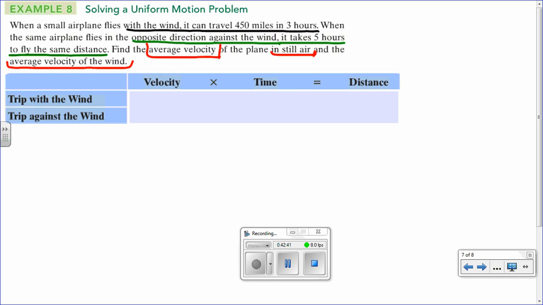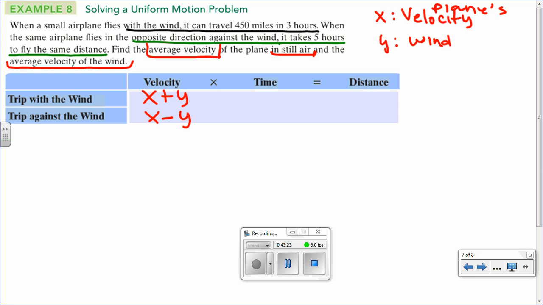We're going to use x plus y for the trip with the wind, and x minus y against the wind. We will consider x to be the plane's velocity, and y will be the wind. Here they're acting one against the other, so that's why we have x minus y. If it's with the wind, we combine both.